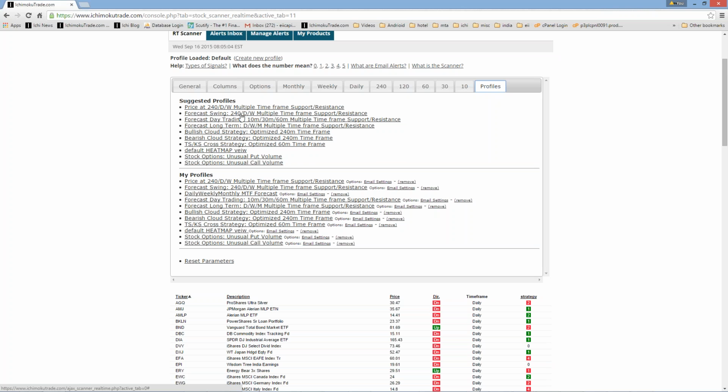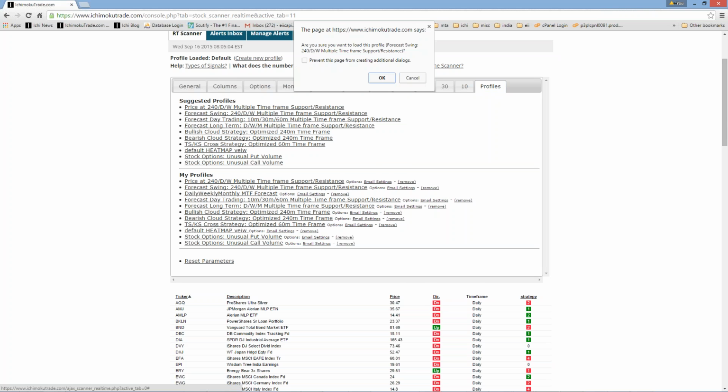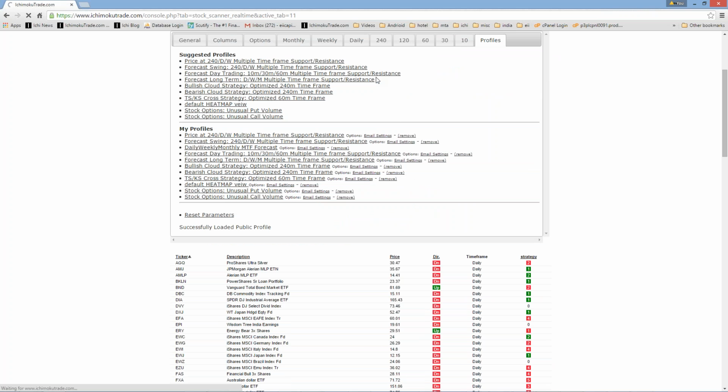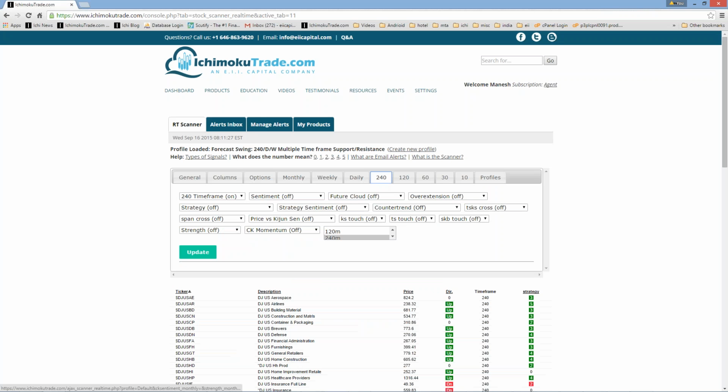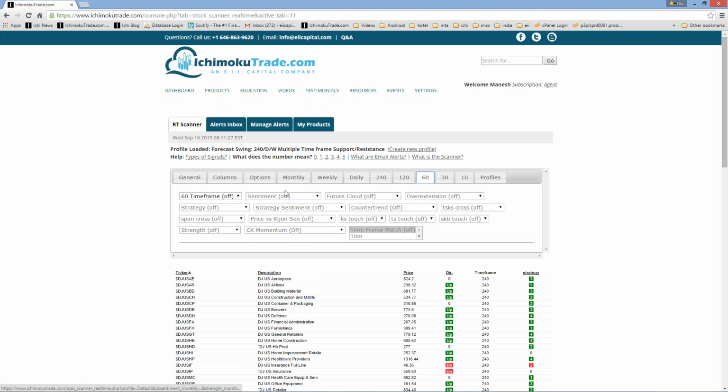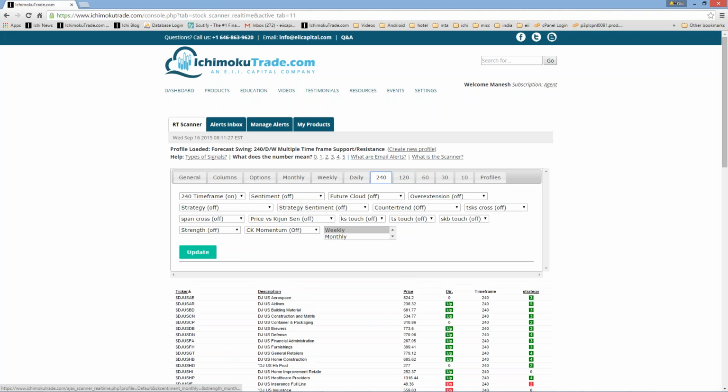Okay. Now you could click on any of these profiles here. I click on OK, and all you have to do is go to the tabs and you could see exactly what parameters I set up. So in the 240, if you scroll down, you could see that the 240, daily, weekly is highlighted, and nothing else is highlighted in here. I come to the daily, it's turned on, the weekly's turned on, but if I come down to the 60-minute, it's not turned on. So you could see all the parameters I set up by clicking on that profile and then coming in here.